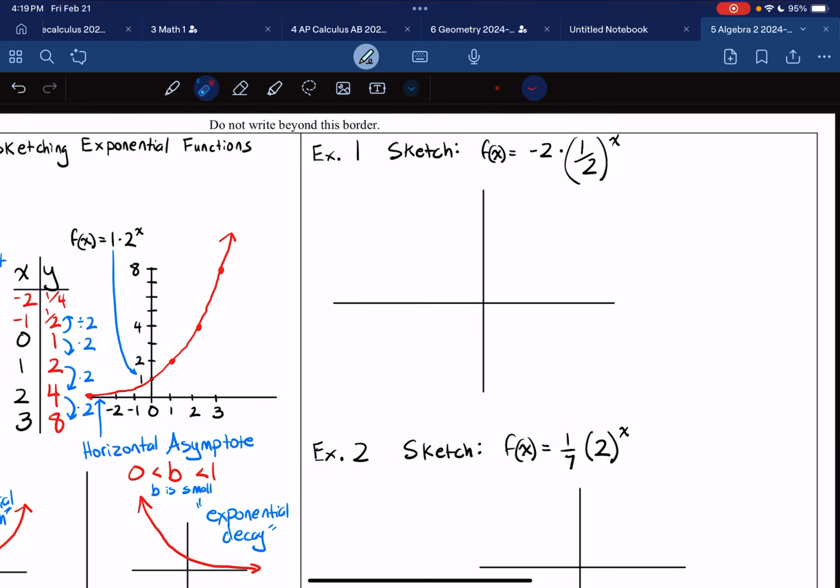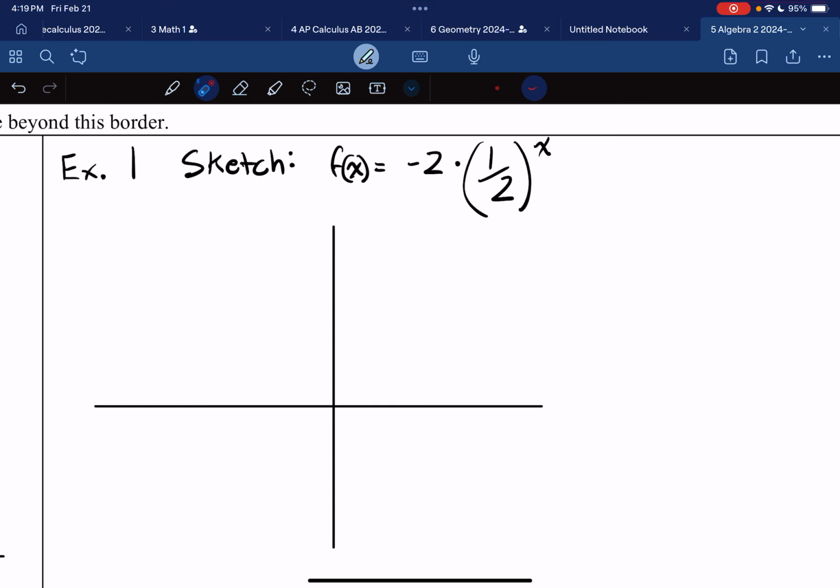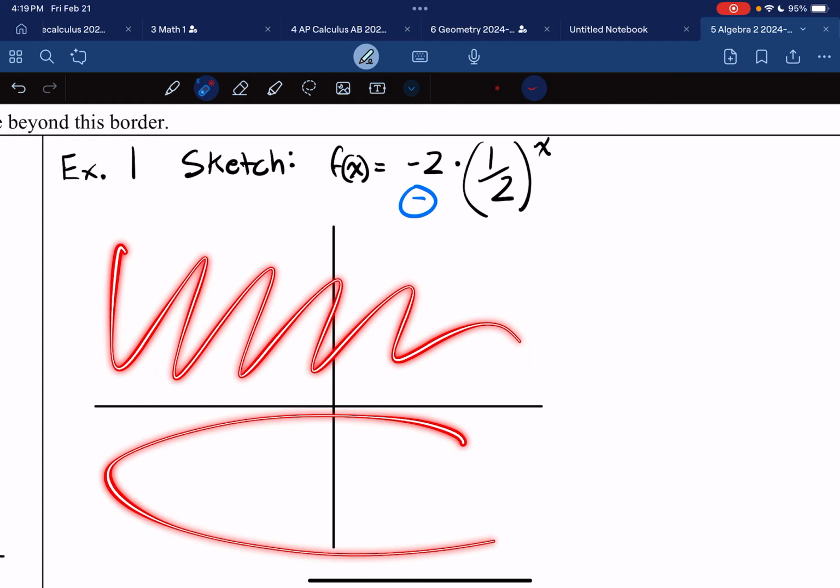All right, let's try an example. I'm going to show you how easy this thing is. For the first problem, I'm just looking, is this first number positive or negative? That's the only question I'm asking first, and I'm seeing it's negative, which means it's not going to live on the top. It's going to live on the bottom somewhere.